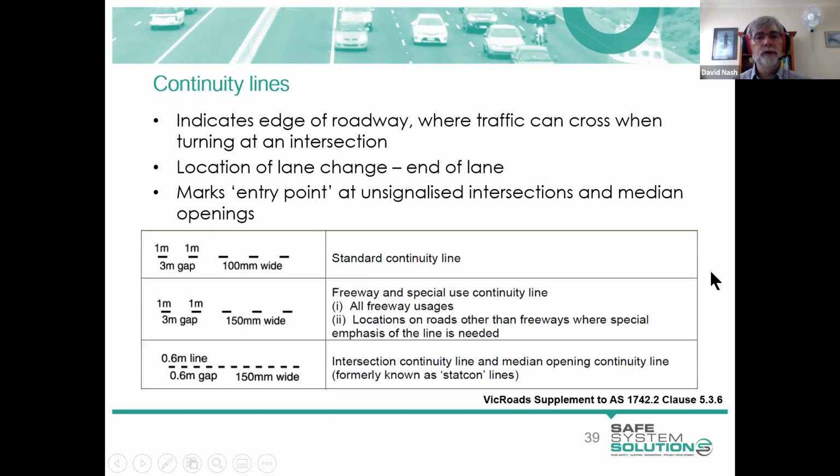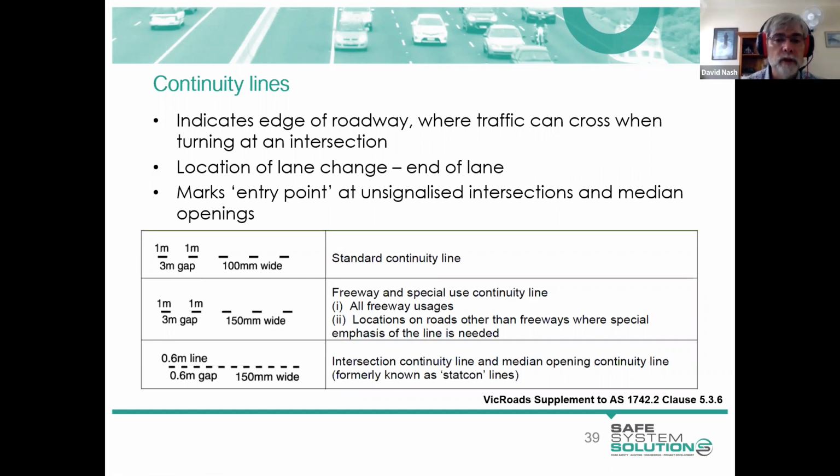Then we have continuity lines. So these are lines which are 1 metre long with a 3 metre gap. They indicate the edges of a roadway where traffic can cross when turning at an intersection. So at merge points where we're actually expecting the traffic to change lanes. It marks the entrance points at unsignalised intersections and median openings.